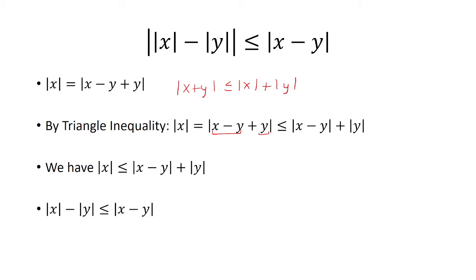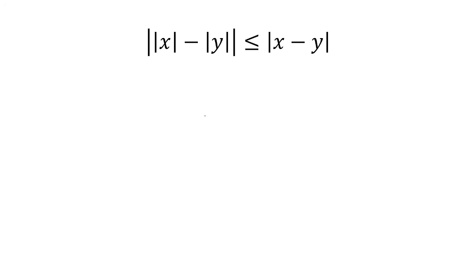And now I can subtract both sides by the absolute value of y to get the absolute value of x minus the absolute value of y is less than or equal to the absolute value of x minus y. Okay, now let's do the same thing but with y. So the absolute value of y, I'll set equal to the absolute value of y minus x plus x.